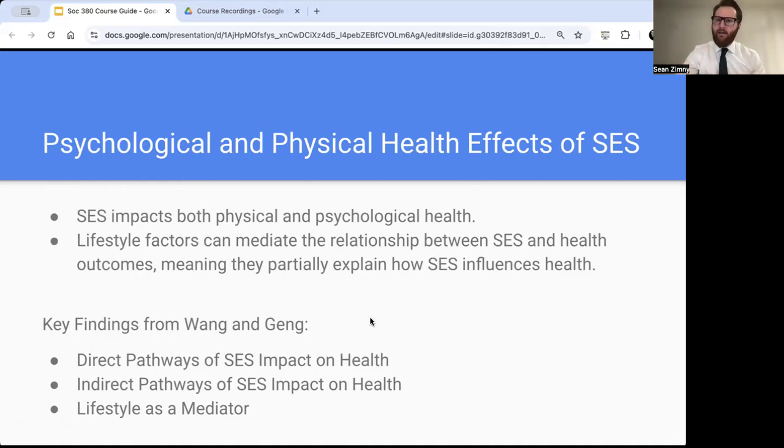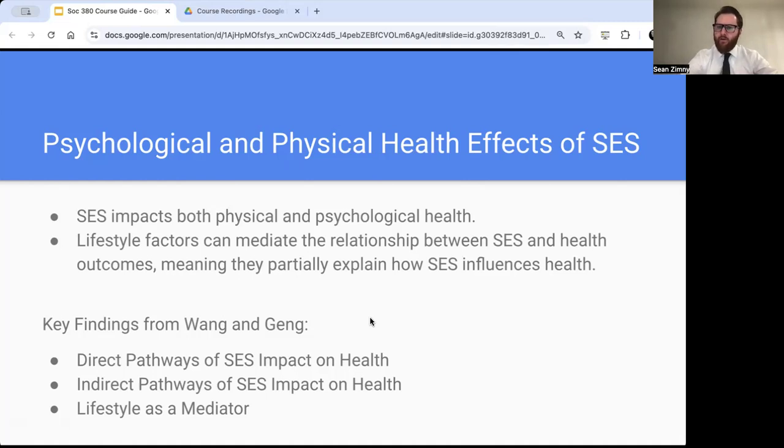This study also highlights the mediating role of lifestyle factors like exercise and diet and smoking in the relationship between socioeconomic status and health. So they take those into consideration. The Wang and Gang study found that low socioeconomic status can lead to poor health outcomes through both direct and indirect pathways. Think of direct pathways as access to healthcare, and indirect pathways as things like stress and lifestyle choices.